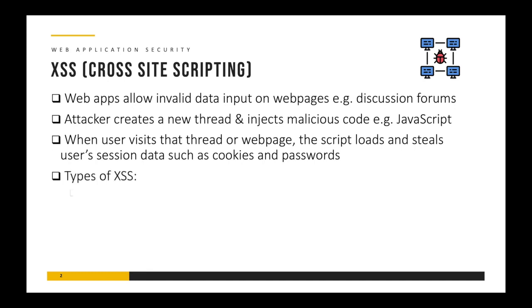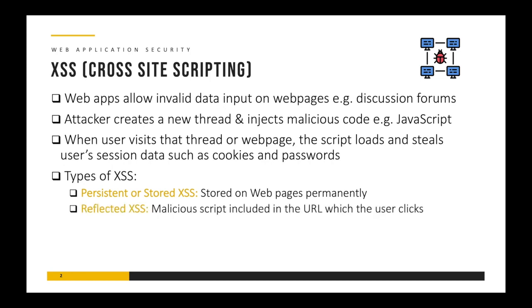Cross-site scripting comes in two variations. The first variation is persistent or stored cross-site scripting. In this variation, the malicious code is stored permanently on the web page. For example, in the discussion forum that we just discussed, the malicious code is stored in a thread or a message permanently. So whenever another user visits that page, he's always going to get that script.